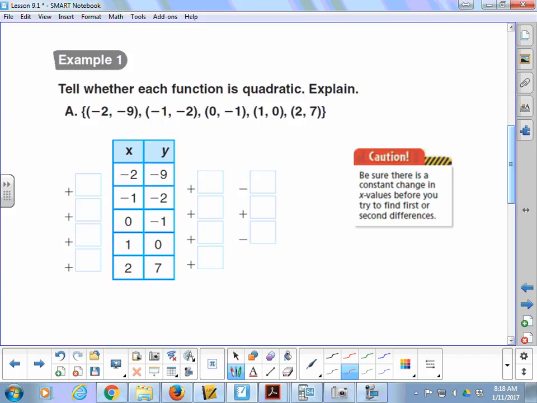So the first thing we have to look at is, do the x values, or the domain, change by a constant? Because if they don't, then it doesn't matter about the first and second differences for the y values. We can see here that I've set these up in a table, and going from -2 to -1 to 0 to 1 to 2, those all increase by 1. So it's a constant rate of change.